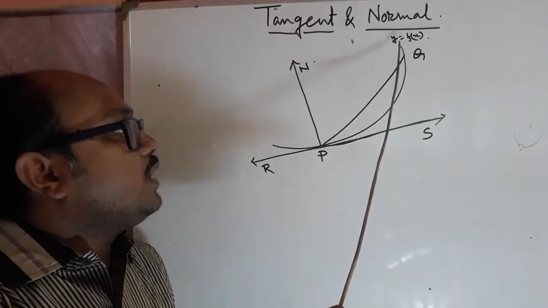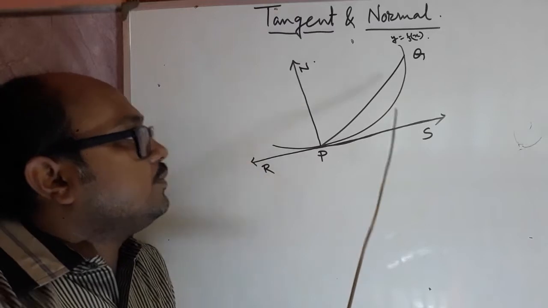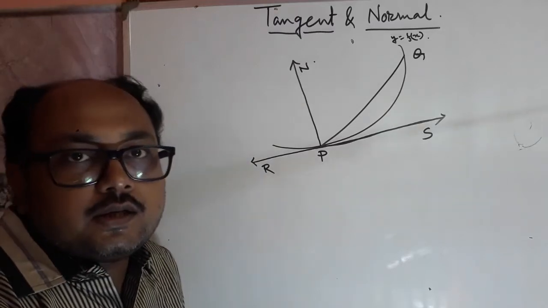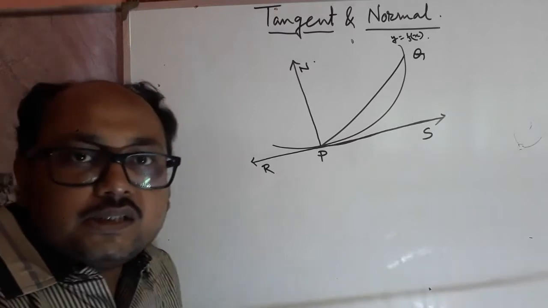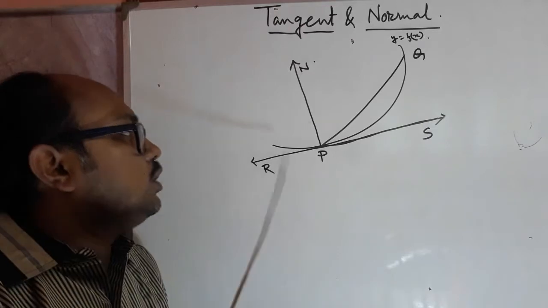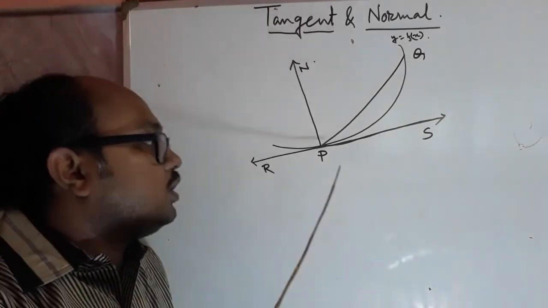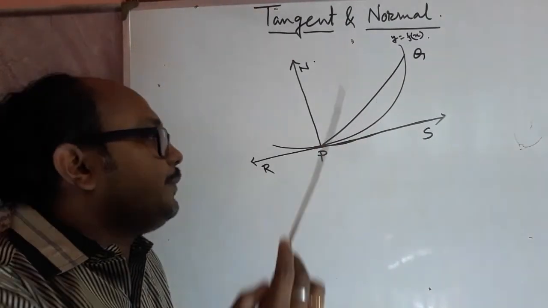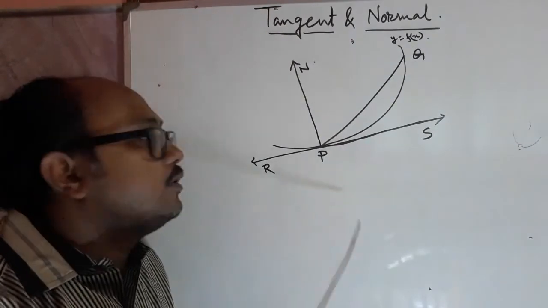Let y is equal to f of x be the given curve. On this curve we are going to find the tangent and normal. Okay, what is tangent and what is normal? So if we take two points P and Q on this curve y is equal to f of x, then PQ is the chord on it.